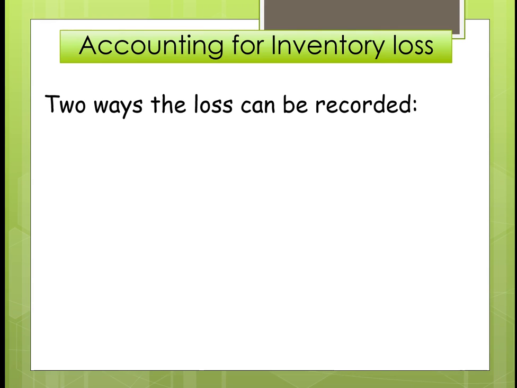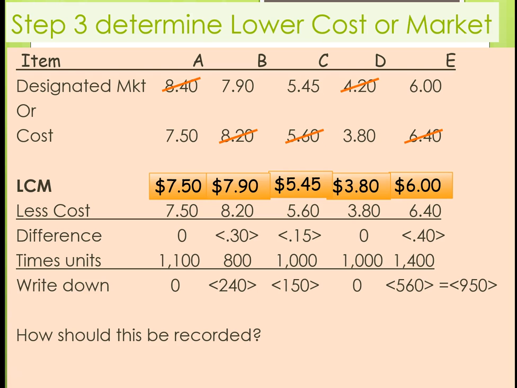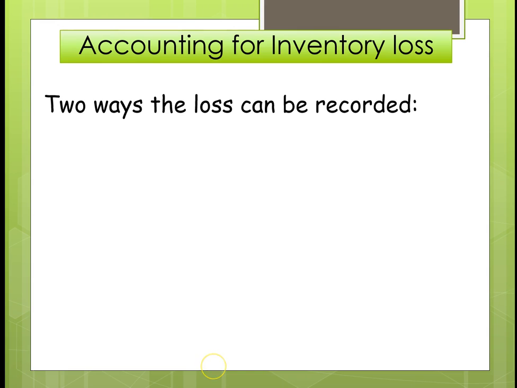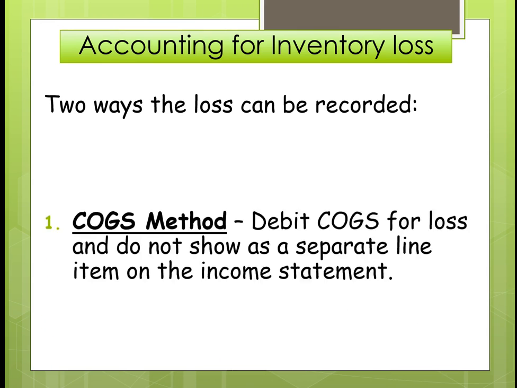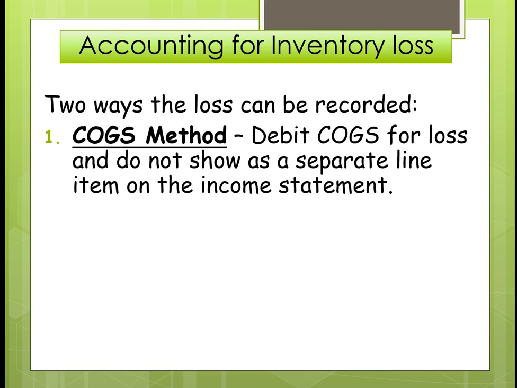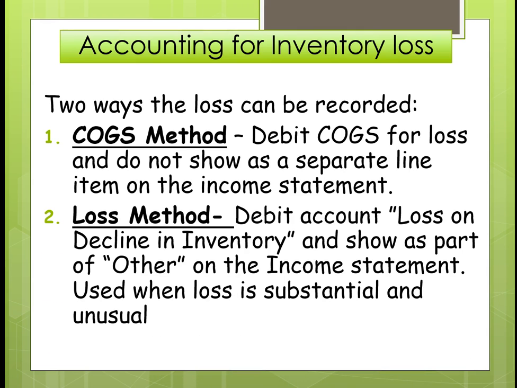So you can look at that for a few minutes so you can see what that's all about. Now, there are two ways to write off the loss. The first is the cost of goods sold method. We're going to debit cost of goods sold for the loss and do not show it as a separate line item on the income statement. Or, only if the loss is substantial and unusual, we would treat it as an expense called loss on decline in inventory, and we would show it as part of other.